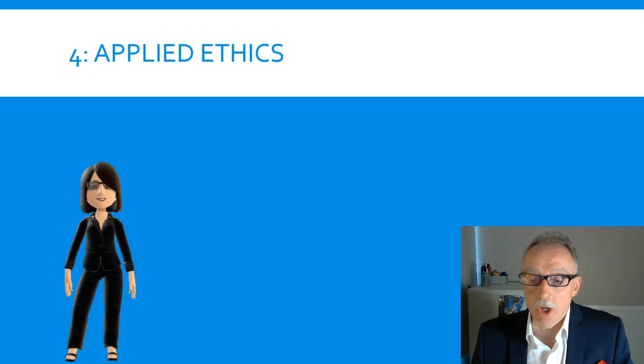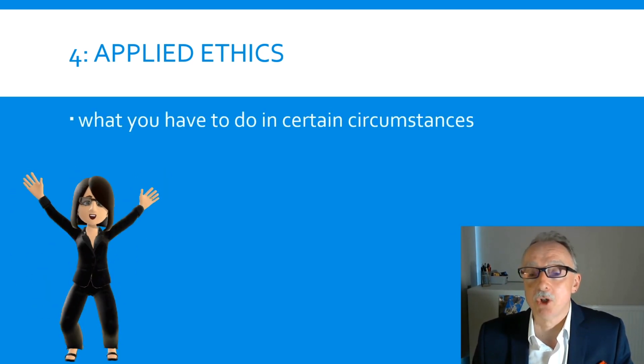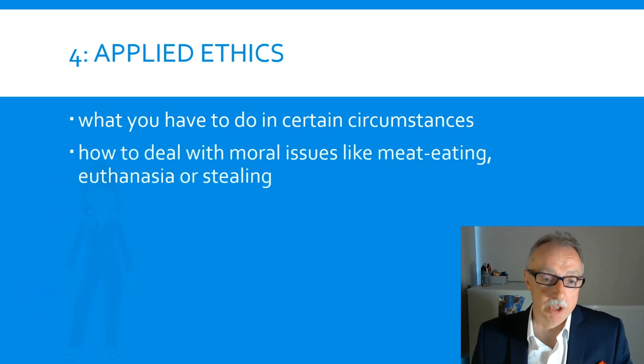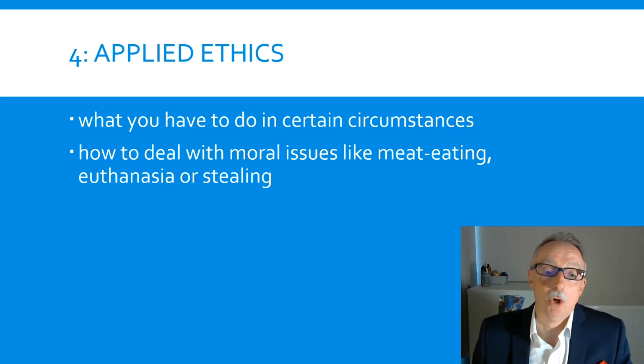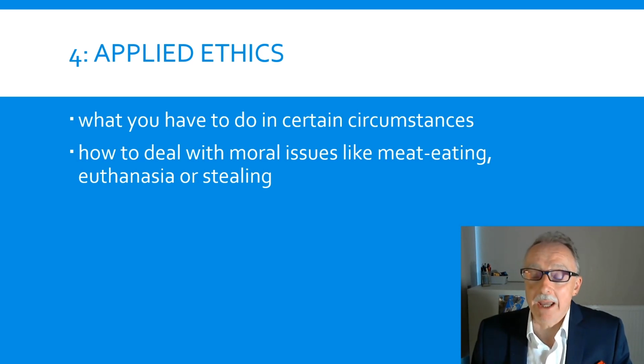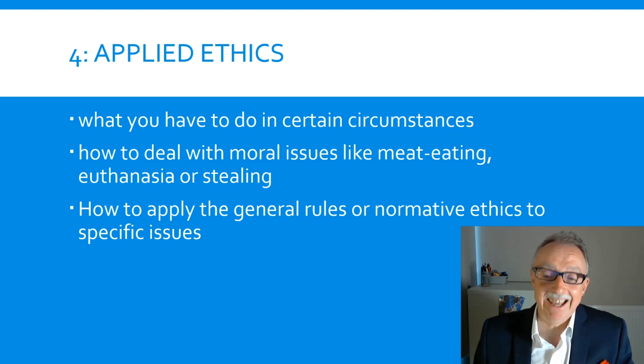Next, when you're looking at the topic of morality and ethics, and you're studying it perhaps, you're going to have to look at the issue of applied ethics. So in other words, what you have to do in certain circumstances. In other words, how do you deal with moral issues like meat eating, euthanasia or stealing, and you're applying some of the methodologies you've already studied to specific circumstances. And you look at how you're going to apply those general rules or normative ethics that I've just mentioned to specific issues. That then is applied ethics.